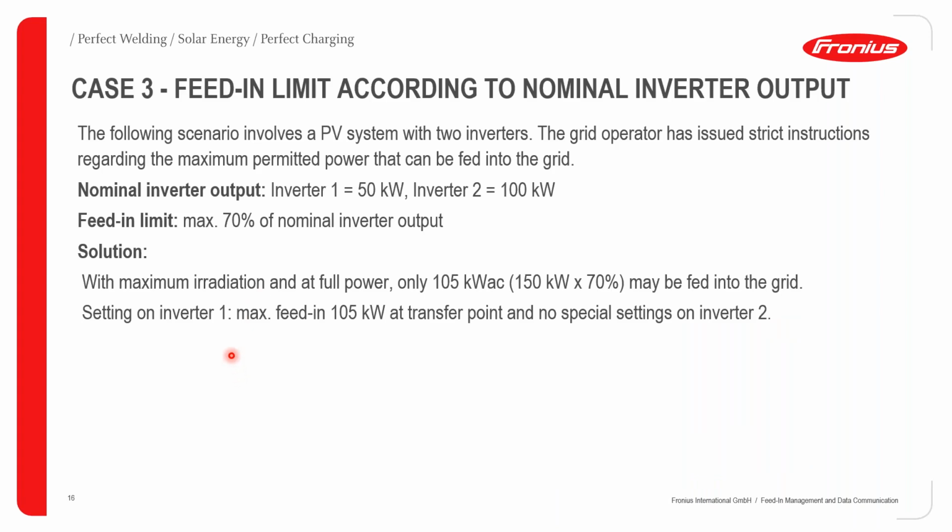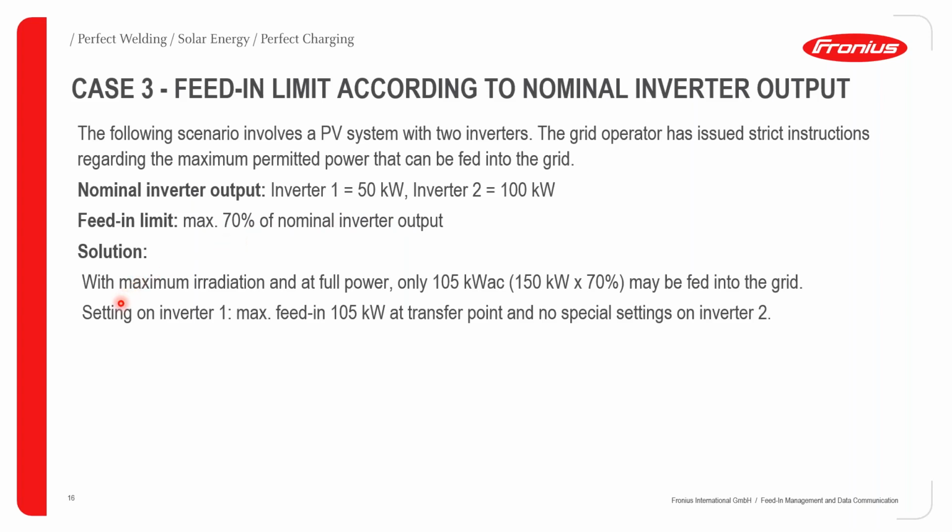So let's look at the third scenario. In this case, feed-in limit according to nominal inverter output. This scenario involves a PV system with 2 inverters again, and the grid operator issues strict instructions regarding the maximum permitted power that can be fed into the grid. For this example, nominal inverter outputs are 50 and 100 kilowatts respectively for each inverter. And the feed-in limit has been set at a maximum of 70%.